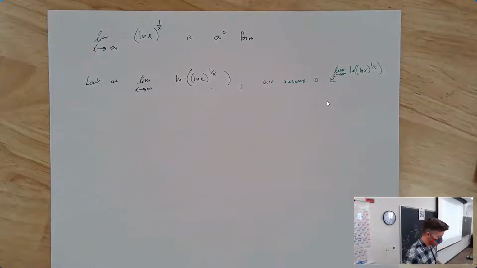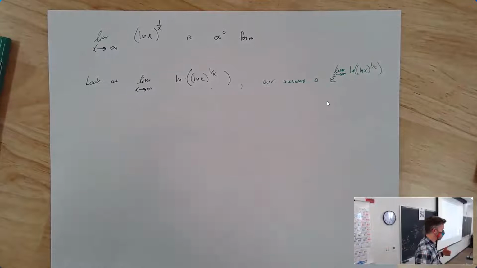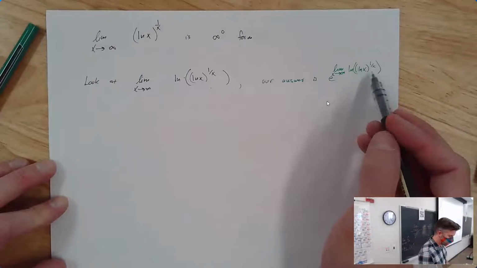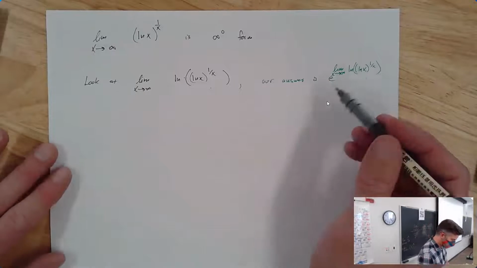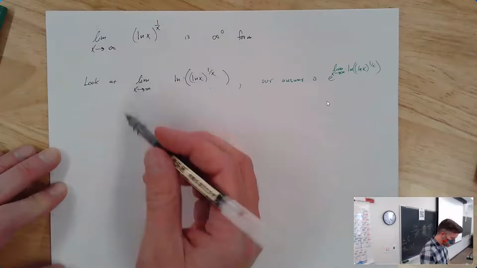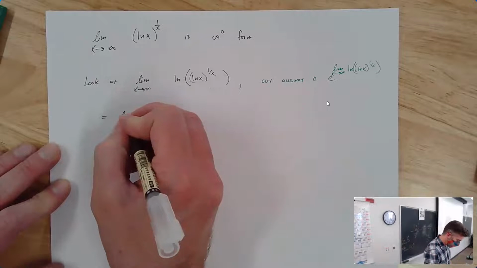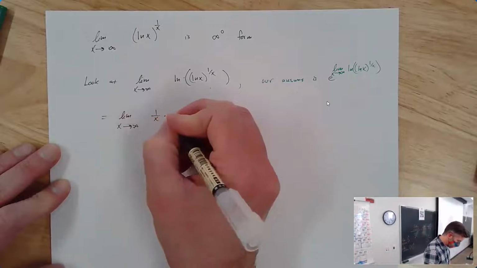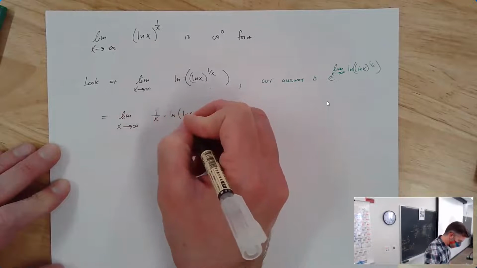Right? Because we're really thinking about doing e to the natural log of this stuff. So here's e to the natural log of the stuff we're actually trying to find the limit of. So we're going to work with this. And again, the whole reason we did this is so we can bring the 1 over x down. So the limit as x goes to infinity of 1 over x times the natural log of the natural log of x.